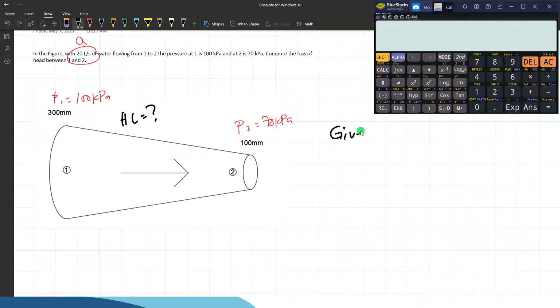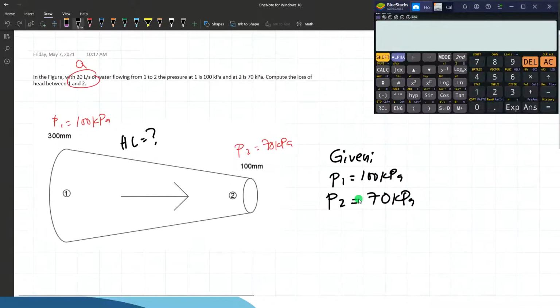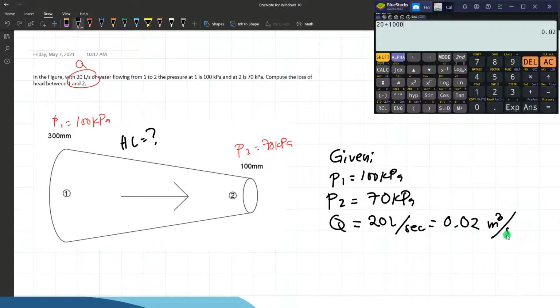So let's write down the given. We have pressure at point 1, that's 100 kilopascal. Pressure at point 2, 70 kilopascal. We have the same elevation, so the elevation head will be ignored here. And we have given Q, which is 20 liter per second, or in cubic meter per second, that's 0.02 cubic meters per second.